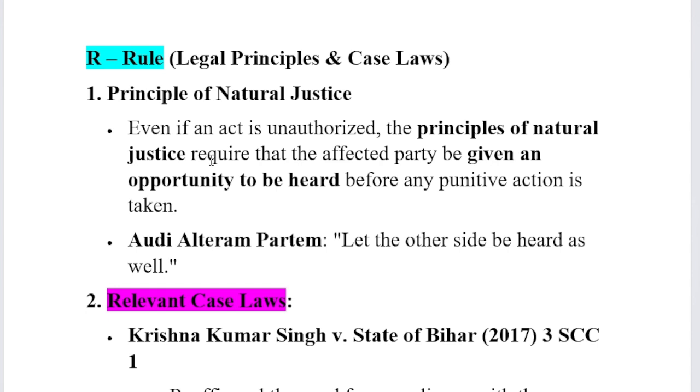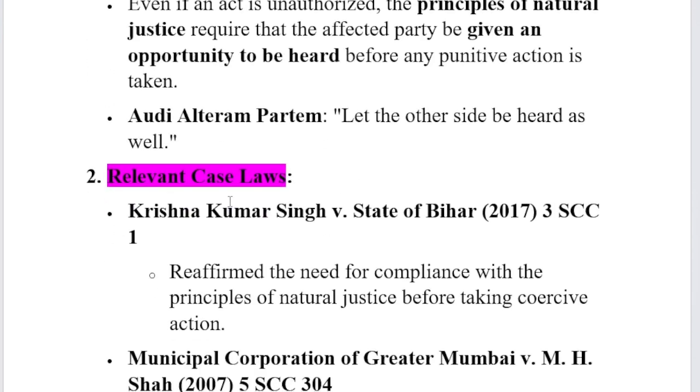There are two maxims with regard to this aspect. That means they have to give compulsory notice and they have to give a fair hearing. If they do not follow this, what will happen? There is a clear violation of natural justice. In administrative law, we have to write the principles of natural justice, discuss audi alteram partem, and discuss this with the help of relevant case laws.